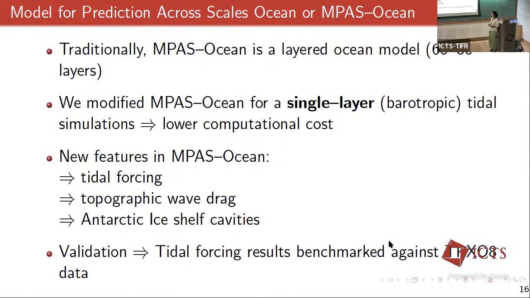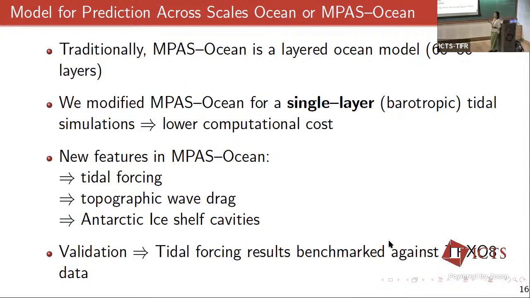Some details about this code. The ocean code is known as the Model for Prediction Across Scales Ocean, or MPAS-Ocean. I don't know the details behind the naming of this, but I guess it is called Model for Prediction Across Scales because it takes into account all the scale variations, from eddies and turbulence to global circulation.